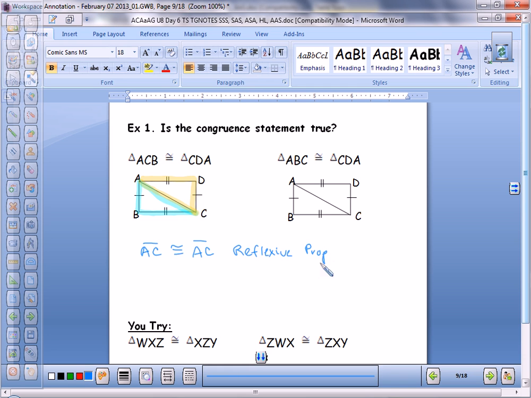When we say a side is congruent to itself, they look congruent, don't they? Now let's see, is the congruent statement correct?